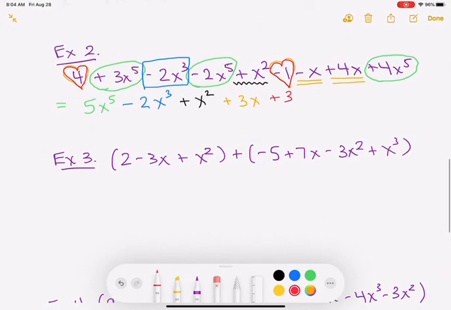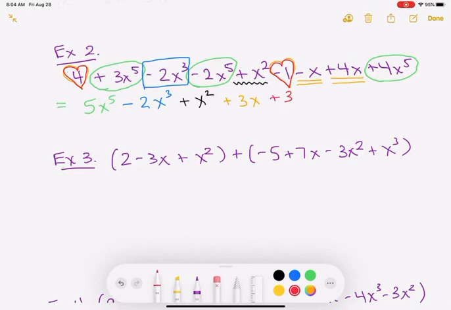I have 2 more. Okay, so here's the next one, example 3. This one's different because I put it in parentheses. Okay, so this one is 2 minus 3x plus x squared in parentheses, plus the next set of parentheses, I have negative 5 plus 7x minus 3x squared plus x cubed. Now, what do you think? Do you think those parentheses make a difference? You want to say yes, right? Because it seems like parentheses should be important.